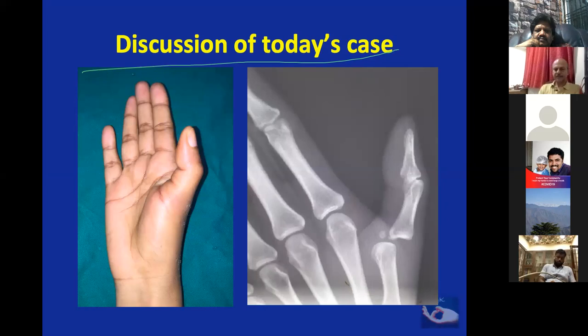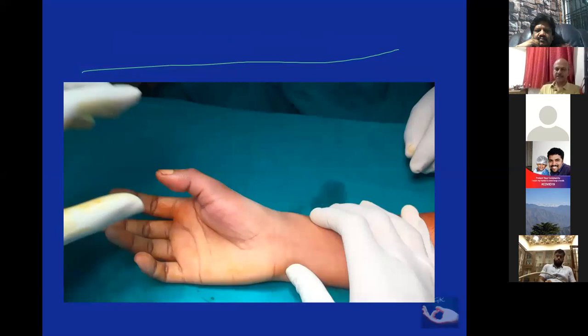So this is usually done under axillary block anesthesia if it is done after a few days. Now this patient presented after 10 days. After 10 days, the extrinsic muscles, that's the extensor pollicis longus and the flexor pollicis longus, become tight. To relax these muscles, an axillary block is given. Now we'll see the video of how the reduction is done.